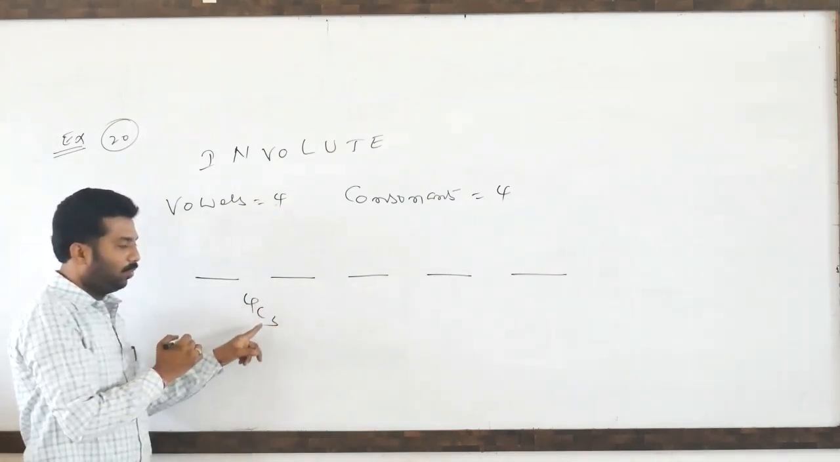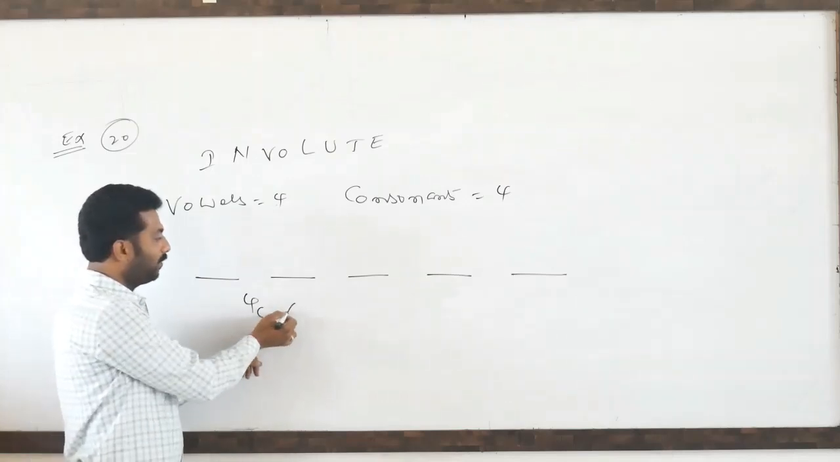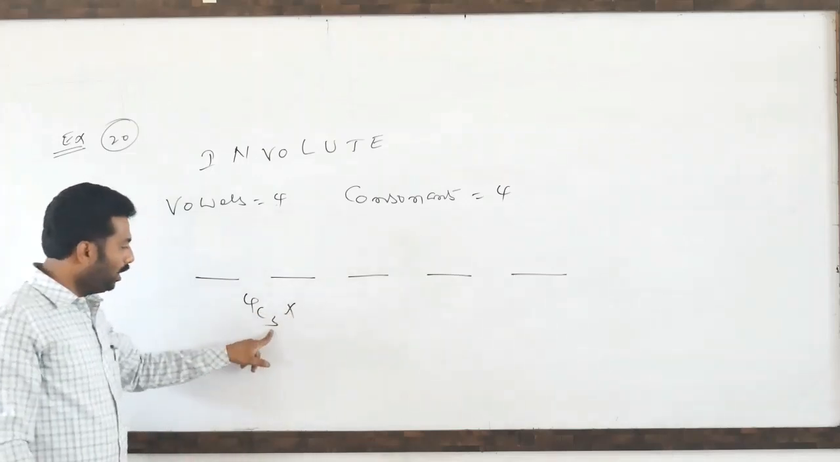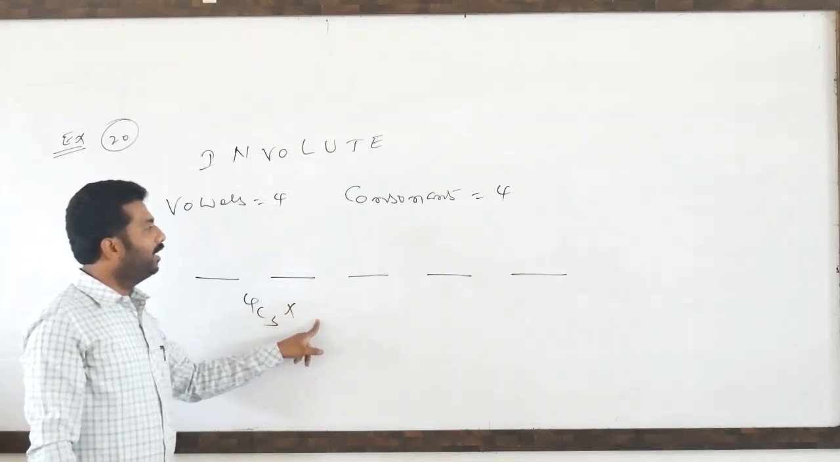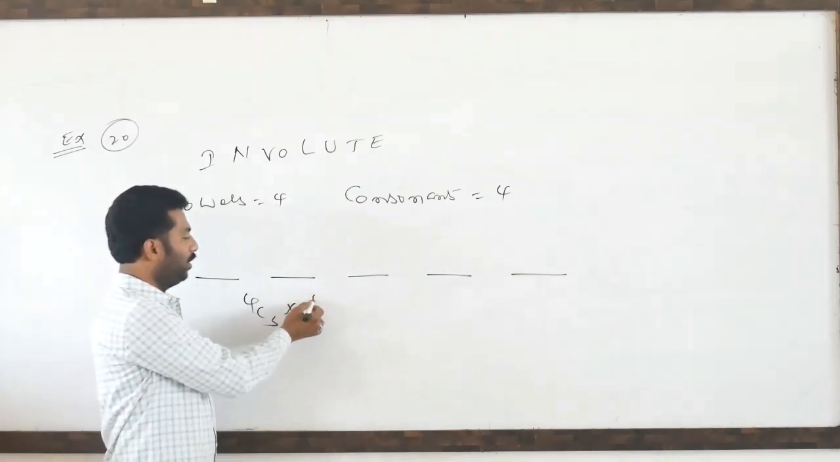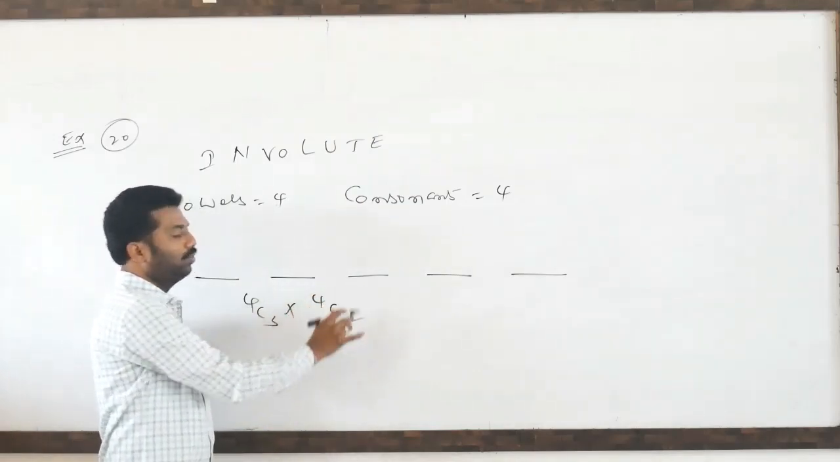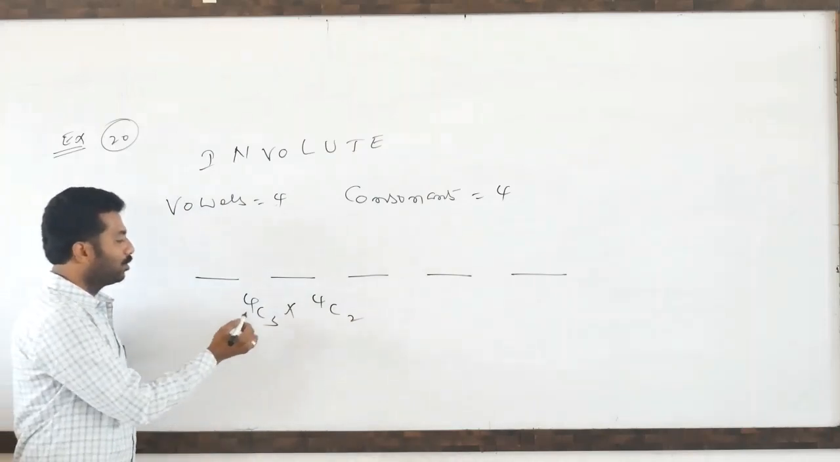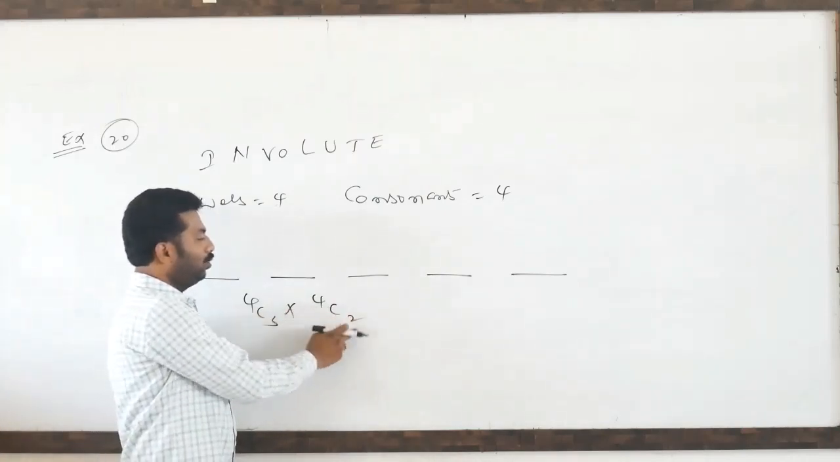How many vowels do we require? 3 vowels. Is the work completed? No, because we have to choose 5 letters and we have chosen only 3. The remaining 2 letters are from the consonants. How many consonants are there? 4, and we have to select 2. So this is 4C3 and 4C2.